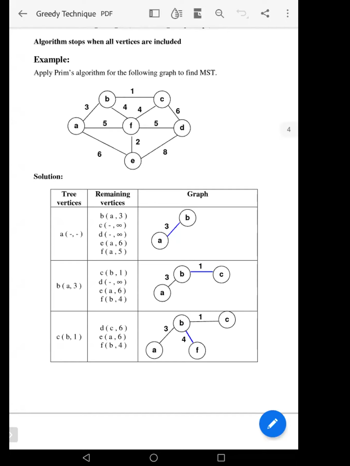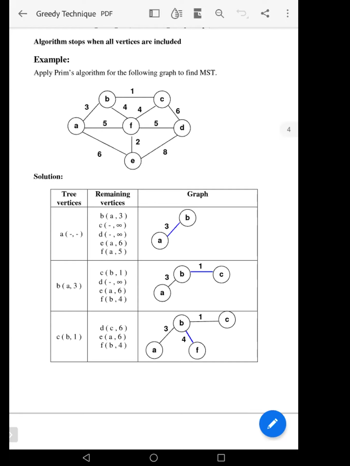C is not directly connected with A, so C is not adjacent to A. D is not adjacent to A. So we put a blank here, a dash here, and a very large high value, which normally is infinity. But E is directly connected with A, and the weight is 6, and F is directly connected with A, and the weight is 5.